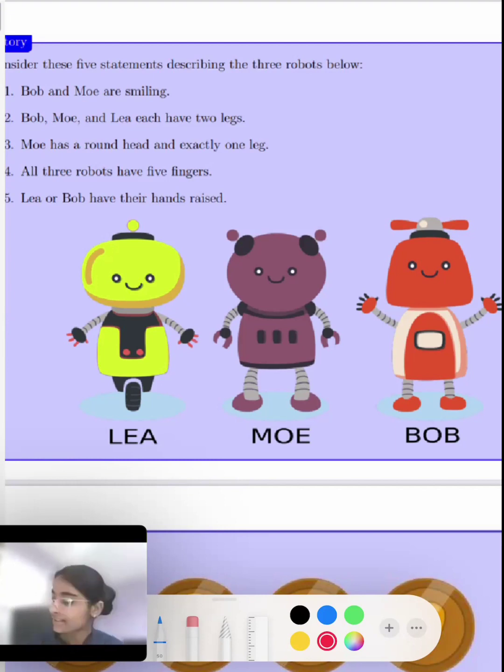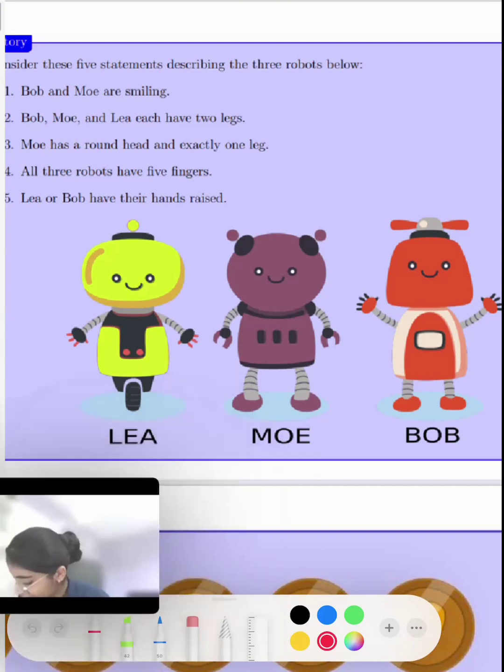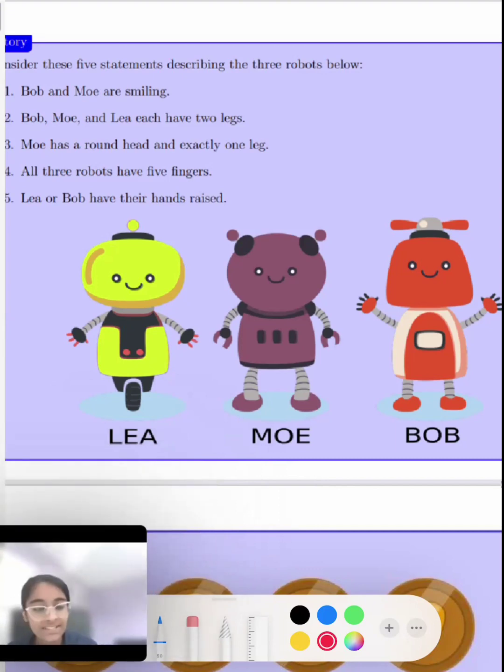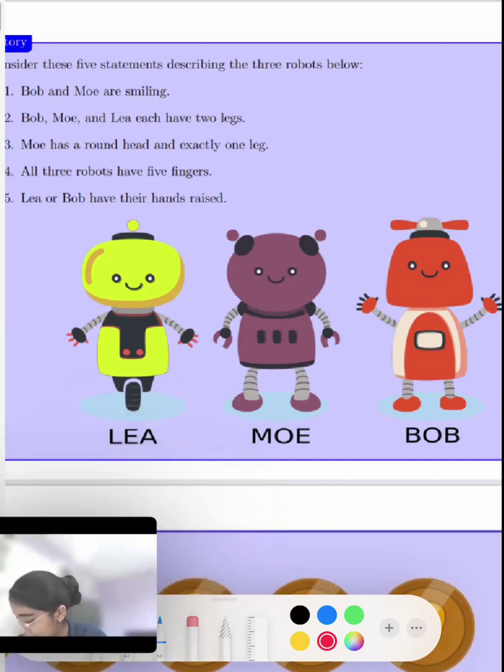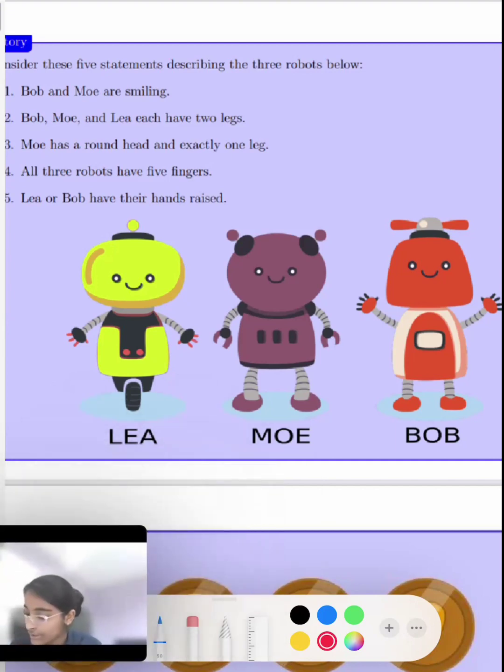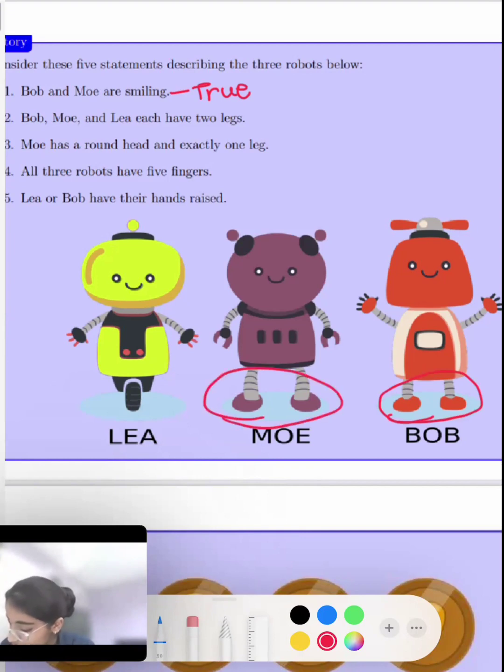All right, so let's solve this problem together now. The first statement says that Bob and Mo are smiling, which is true because Bob and Mo are clearly smiling, right? So we'll just write it as true. The second statement says that Bob, Mo, and Leah each have 2 legs. Now, Bob has 2 legs, Mo has 2 legs, but does Leah have 2 legs? Nope. So this statement would be false.